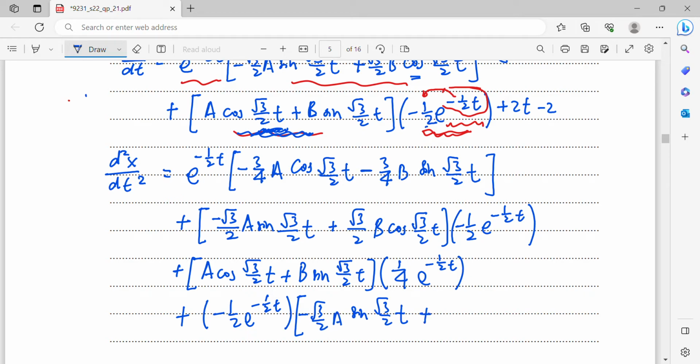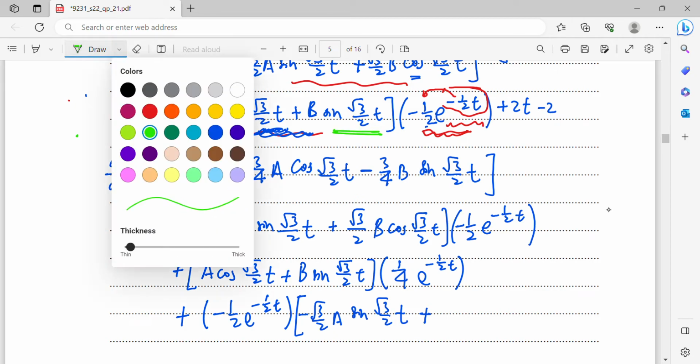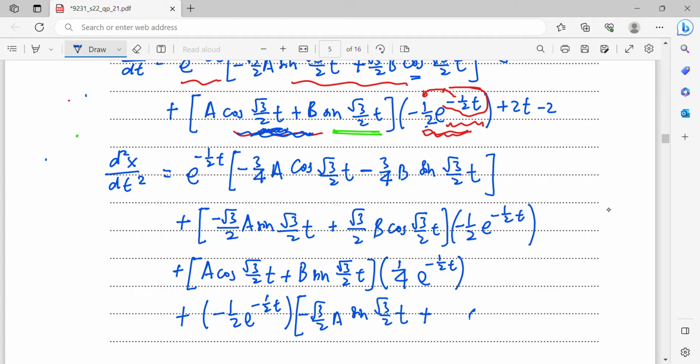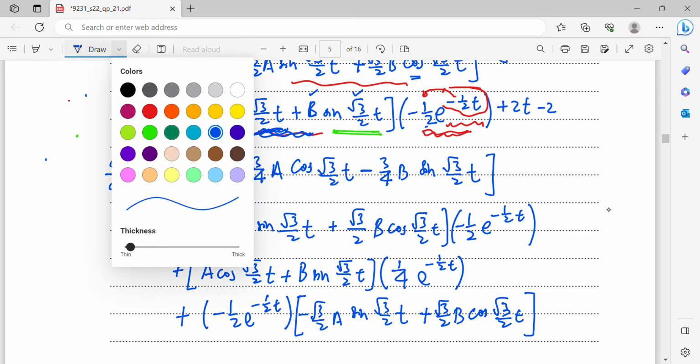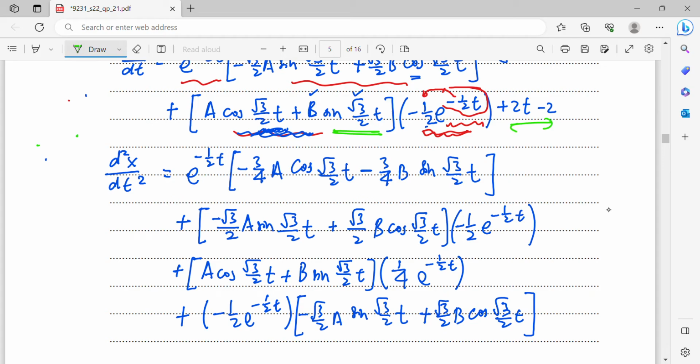Same for the next one. When you differentiate sine, it will be cos. So I will write cos root 3 over 2 t. Then differentiating root 3 over 2 t gives root 3 over 2, combined with the b, you get root 3 over 2 b. So we are done with the first two differentiations. Don't forget, you still have two more terms at the back. Differentiate 2t minus 2 is going to be positive 2. So this is what we get.